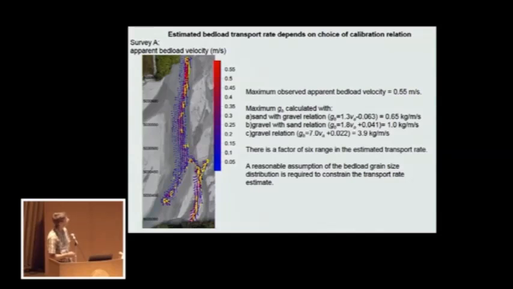You could argue that in a low flow event like this, we probably have a bit more sand moving than gravel, but we actually could see gravel moving even at that lower flow. I think a reasonable assumption of bedload grain size distribution is thus required to constrain the transport rate estimate, and so I think you need to do some sampling in most situations.